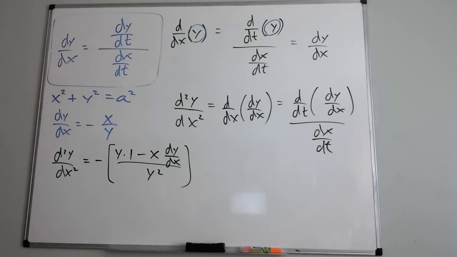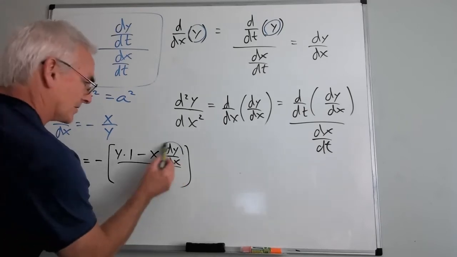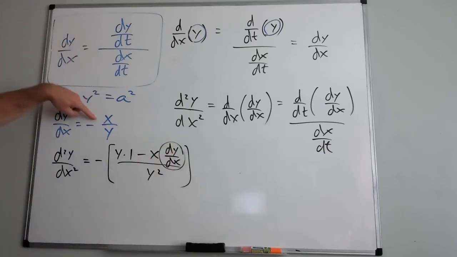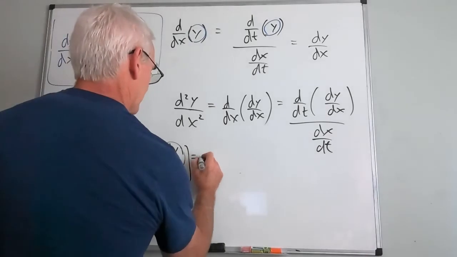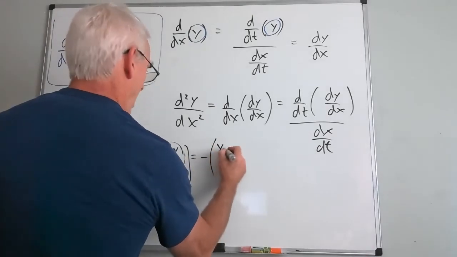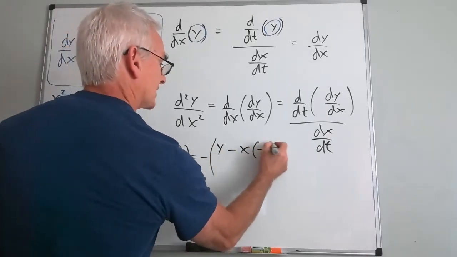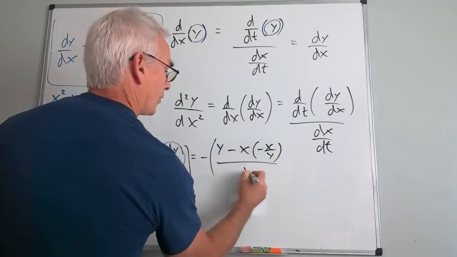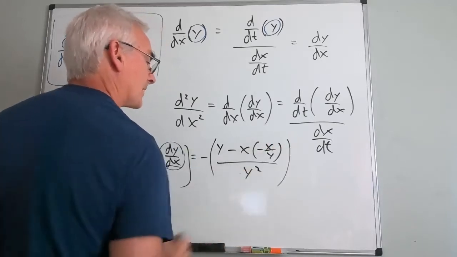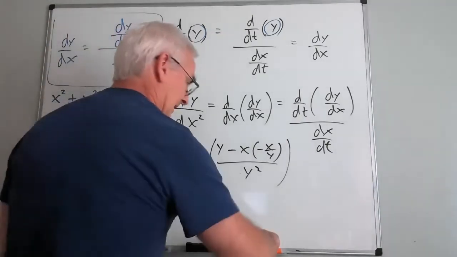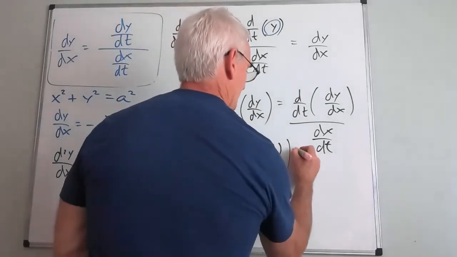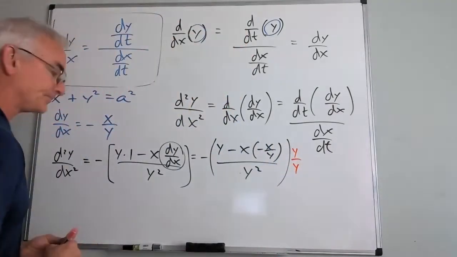Now, if I stare at that for a moment, what do I do with this? Well, I just substitute this in. dy dx equals this. Oh, okay. So this is then the negative of y minus x times negative x over y, all over y squared. I have a quotient within my quotient. I don't really like that. So what I'm going to do to make it easier is just multiply top and bottom by y.